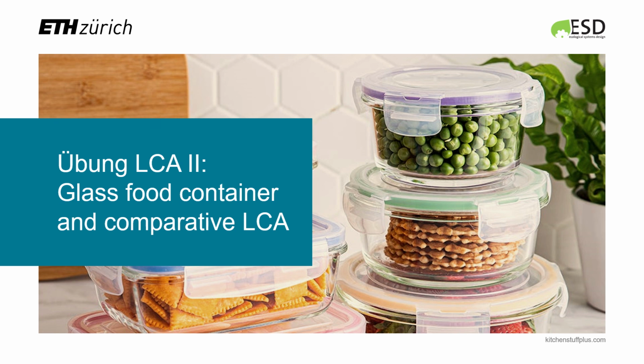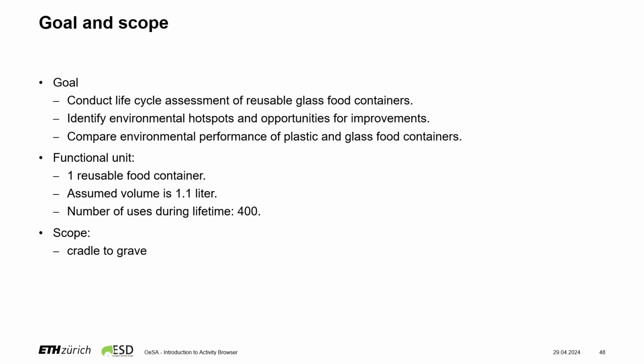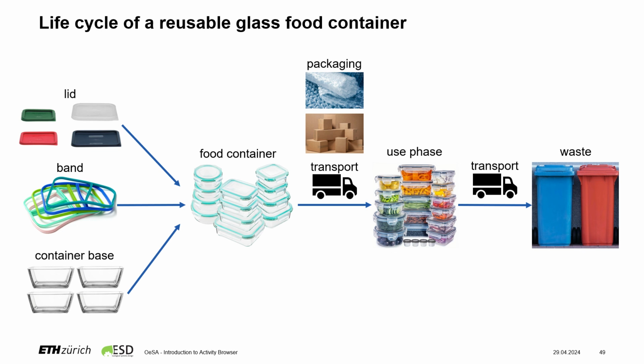Okay, I think we have a couple more minutes to quickly introduce the graded exercise that you would have to do. This one is very similar: it's a glass food container and the comparative LCA that you would have to perform. You would have a couple of tasks. One is goal and scope, where we specify in detail the goal and scope also for the glass container. And in this case, at the beginning, we exclude the use phase. For task one, we exclude the use phase.